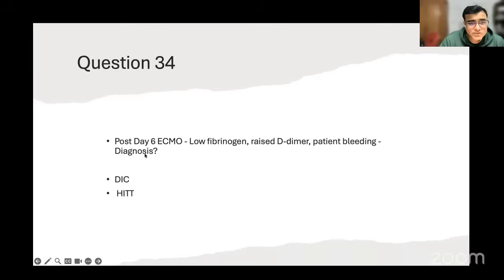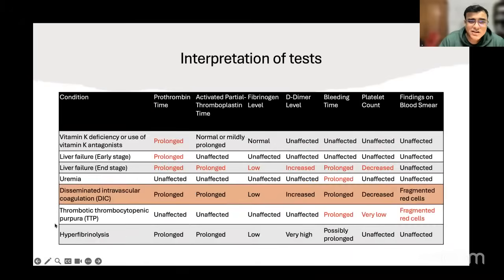Post day 6 ECMO, low fibrinogen, raised D-dimer, patient bleeding. What is the diagnosis? Somebody had recalled the options as DIC or HIT. DIC is the answer here, because everything will be prolonged. PT will be prolonged, APTT will be prolonged, and fibrinogen level will be low.